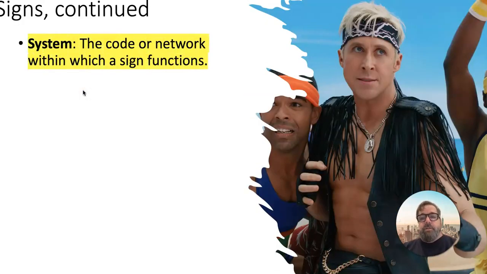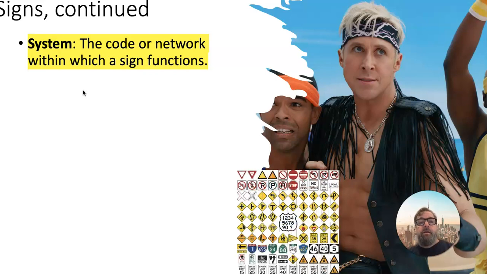And here, of course, is the misogynist Ken in the throes of the patriarchy. So the system then is the code or network within which a sign functions. So Ken is a sign in the Barbie movie. The system within which Ken functions would be, you could say, the Mattel system. It's the Barbie system. That would be a very simple way to explain it. But if you got more complex, you could say, again, Ken is a representative of a certain kind of masculinity. So he functions within this sign of what it means to be a man in our culture.